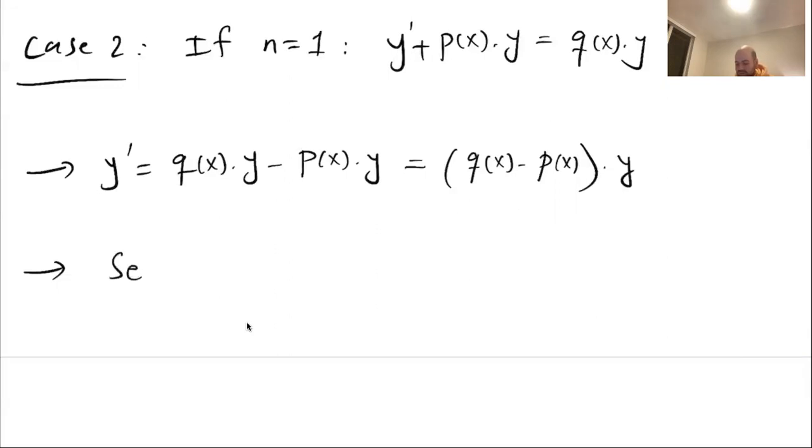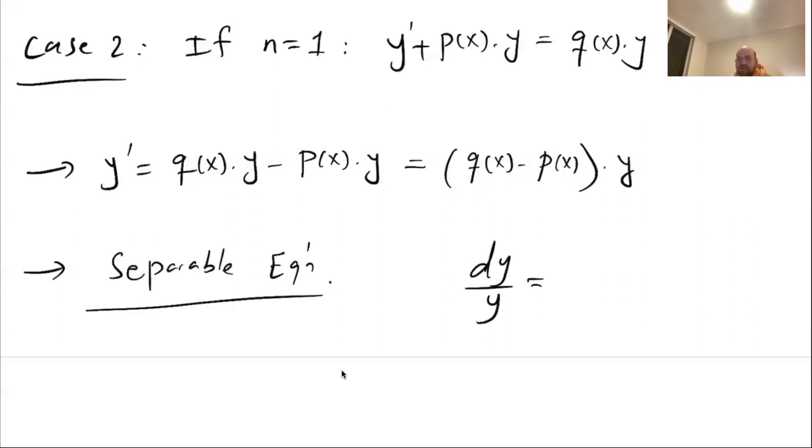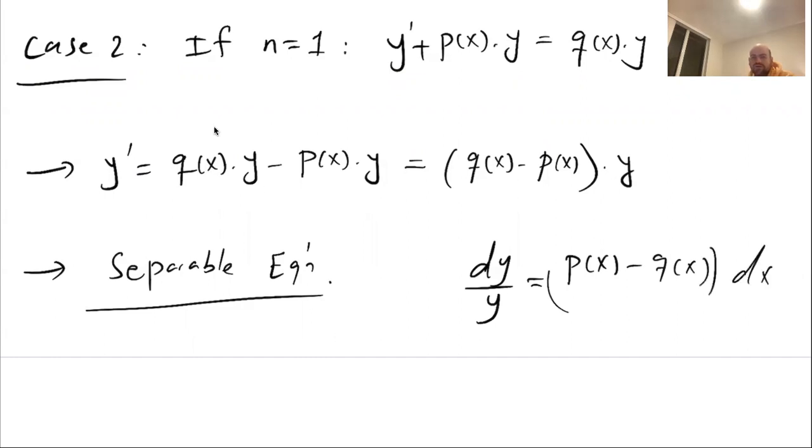Y prime equals q of x minus p of x times y. So this is a separable equation, because we can separate all y's into one side, all x's into the other side. We just need to divide both sides by y if it's, of course, non-zero. Again, if you want to solve this, you have to consider two possibilities: y is the constant function 0, or y is not the constant function 0, in which case you can divide both sides by y and write dy over y equals p of x minus q of x dx, and then you can integrate both sides.